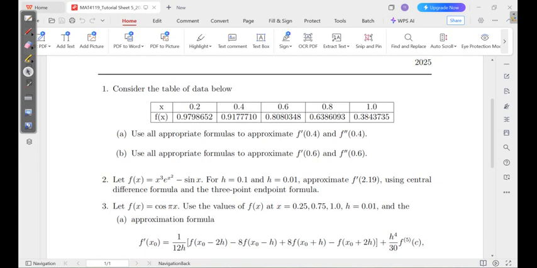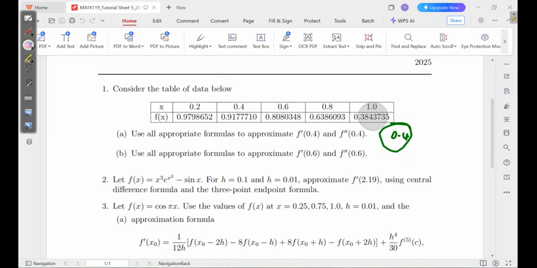Look at the question. One of the questions is saying, use all appropriate formulas to approximate f prime of 0.4 and f double prime of 0.4. What are we looking for? We are trying to approximate at 0.4. This is basically what you're trying to do. And where is our 0.4? Our 0.4 is at this point.